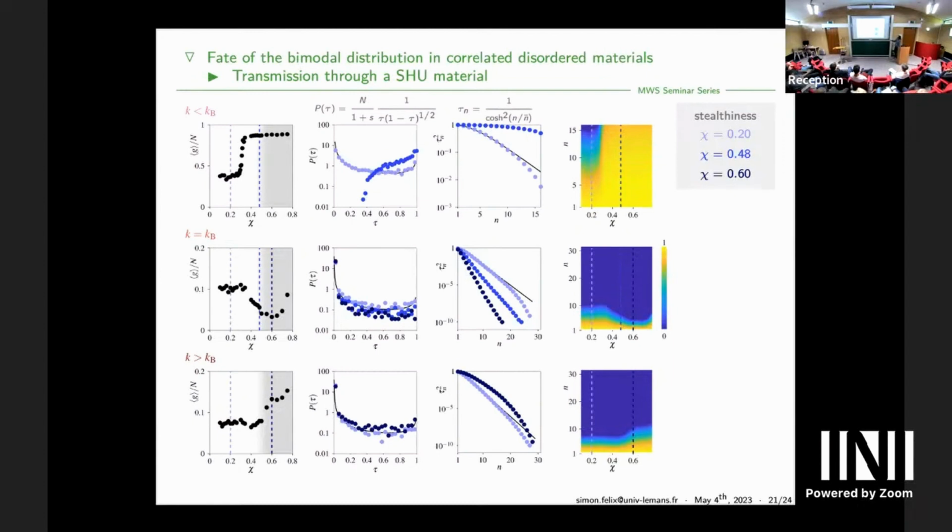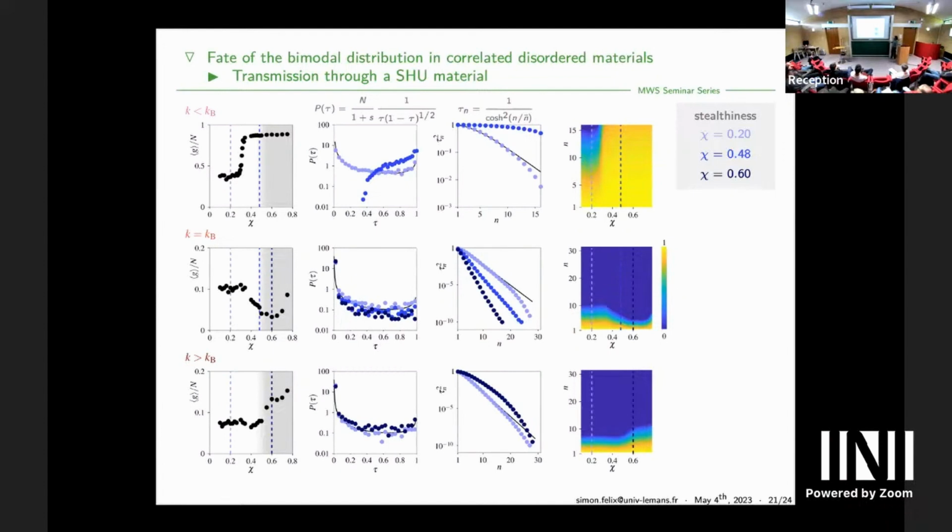And here is a summary of this. It's the value of the transmission eigenvalue as a function of the stealthiness and the index. We see here the bimodal distribution, large values and small values, and then abruptly large values everywhere. So the transparent regime appears at a very abrupt threshold.